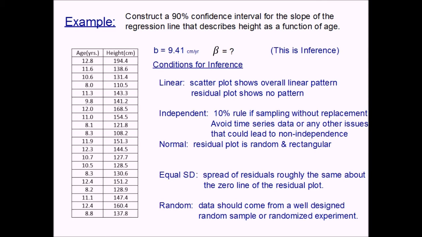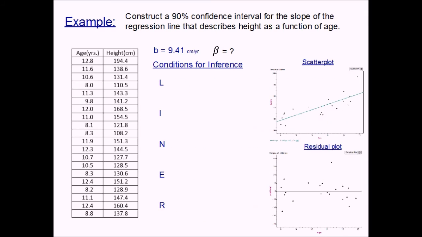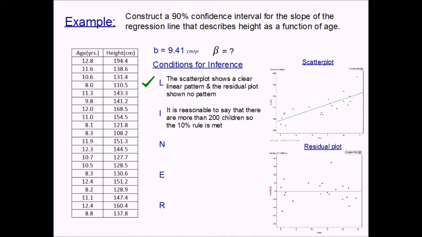So let's go through this particular example of age and height. So here is, again, the scatter plot. I've made the residual plot down here. Right, and L, yeah, it looks like the scatter plot does show a clear linear pattern, and the residual plot doesn't show any other patterns. So linear is probably the best fit for this data. It is reasonable to say that there are more than 200 children. This is a sample of 20, n is 20. So 10n would be 200. And so it's pretty reasonable to say that there's more than 200 children in the world, or at least even in this region that we're talking about.